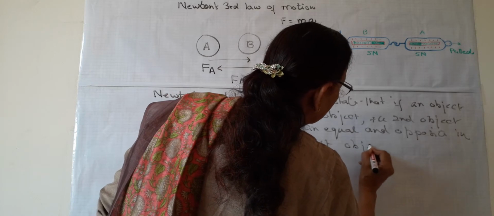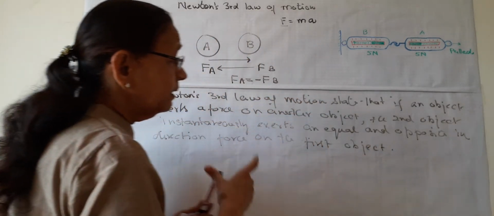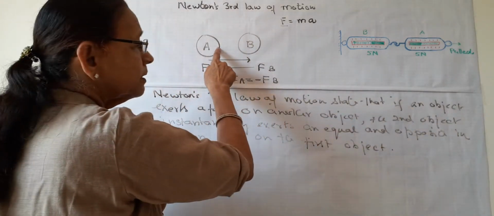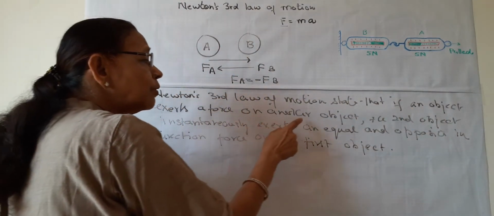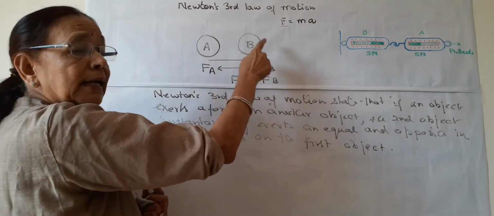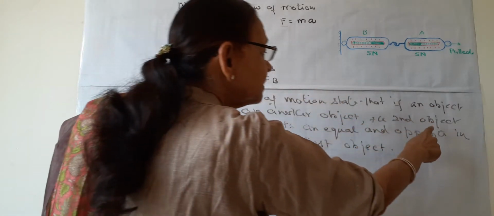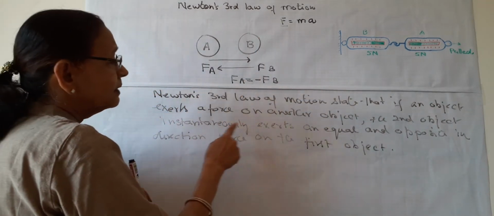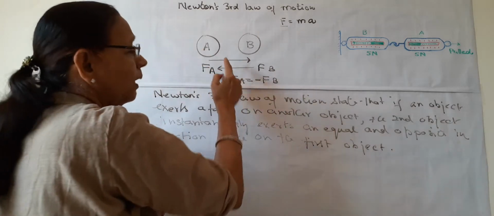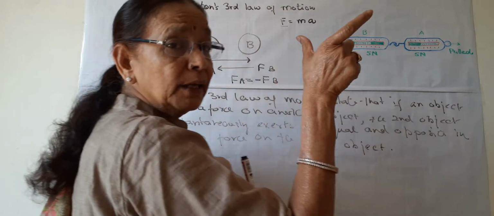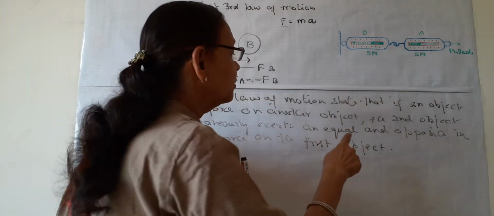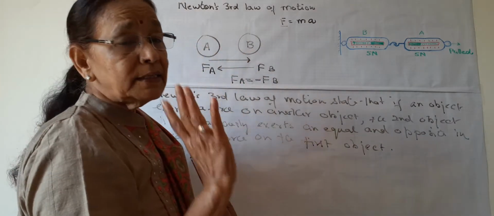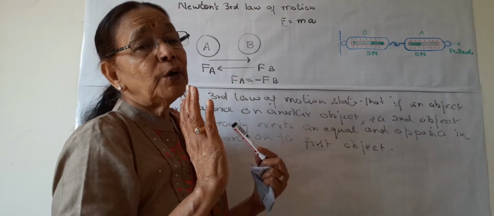So this is the definition of Newton's third law. If an object, suppose this is the object, exerts a force on another object, it is exerting a force on B. The second object, that is this object, instantaneously exerts an equal in magnitude, same amount of force, and which is opposite in direction, on the first. This is Newton's third law of motion.